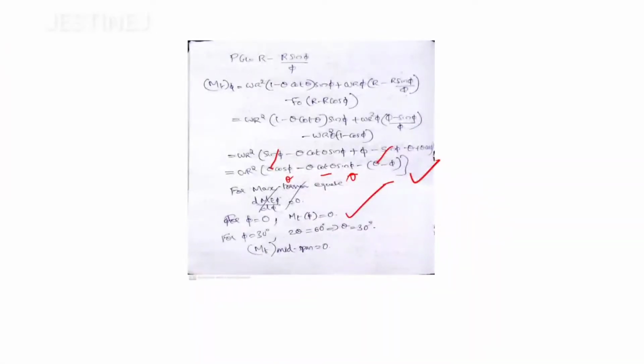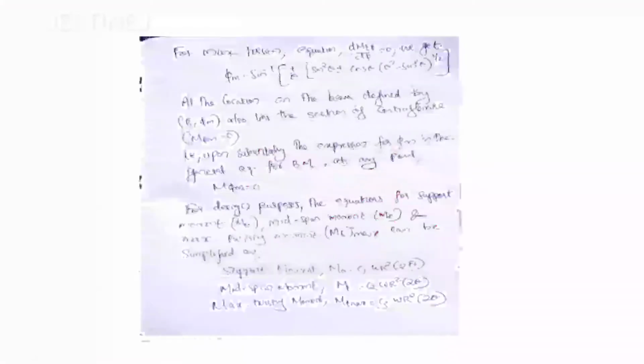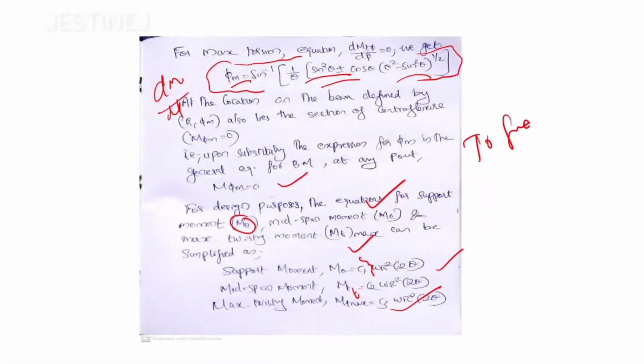And if you take the same case at the midspan, there also it is going to be 0. That is for 6 supports, theta is going to be 30 degrees, and finally it is going to be 0. To find the maximum torsional value, you can take the derivative with respect to phi. So you will get this equation, and when you substitute the phi m value, you will get the maximum torsion value.